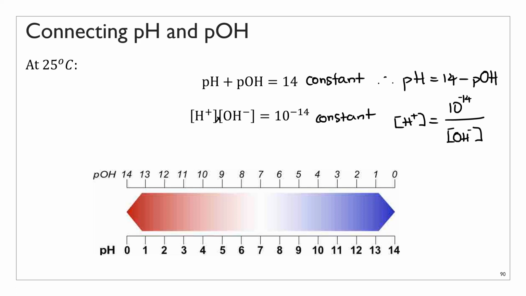So you can see here, these are the pH and pOH scales. So they run opposite of each other.